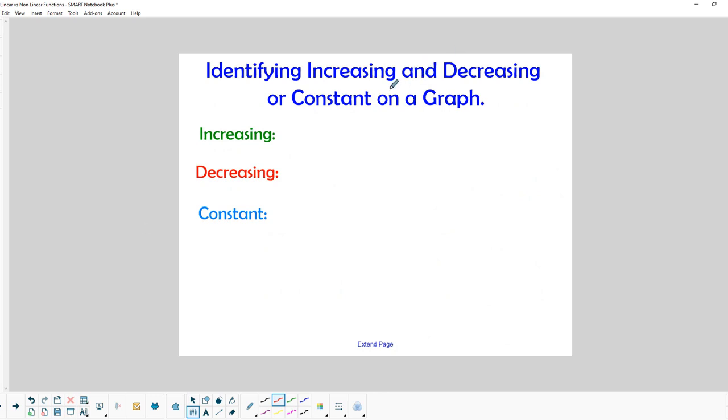Okay, now we're going to talk about the idea of increasing, decreasing, or constant on a graph. So increasing means if you're looking at part of the line and the line is going up as you go to the right. Decreasing means it is going down as you go to the right. And constant would be if it's flat or a horizontal line.